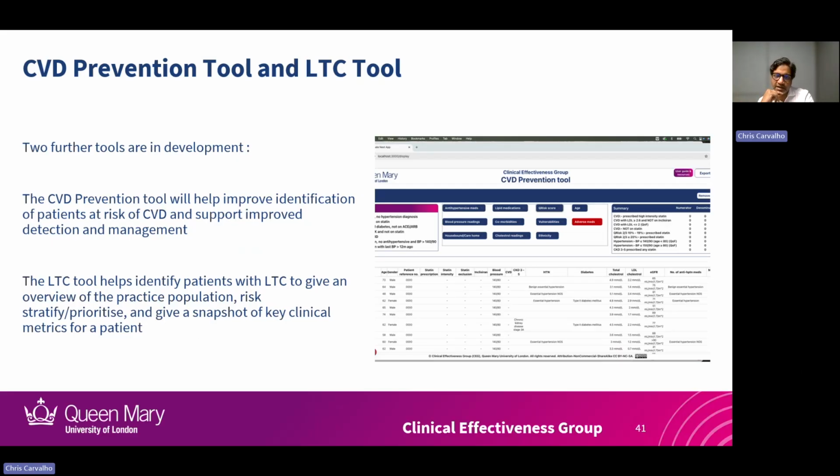For those of you sitting back, you will remember that we had an LTC tool. We're radically redesigning that because there is some good idea and good functionality behind it. But that tool, when it is launched, will give you an overview of your practice population who have long-term conditions, whether that's one long-term condition or multiple, which then allows you to risk stratify and prioritize. But it also gives you a snapshot of the key clinical metrics for a patient, so you can help streamline your recall so they have the care they need done in a clear and efficient way. It's really about thinking about how you prioritize and work efficiently in your practice.